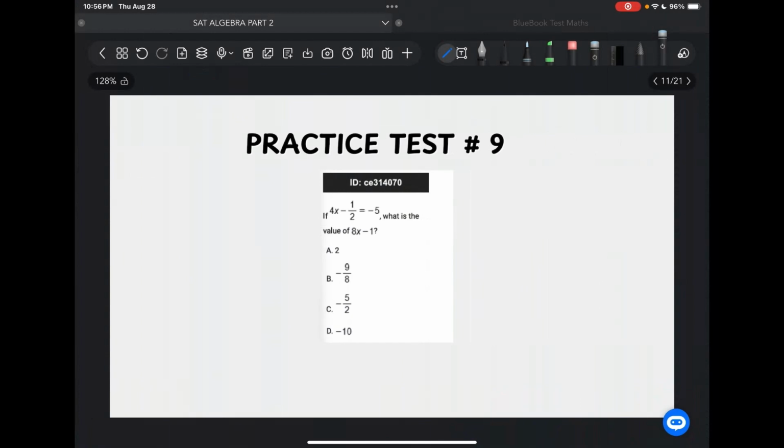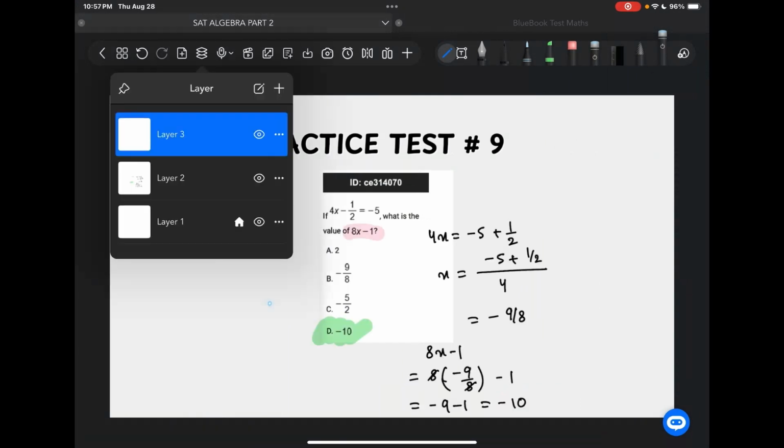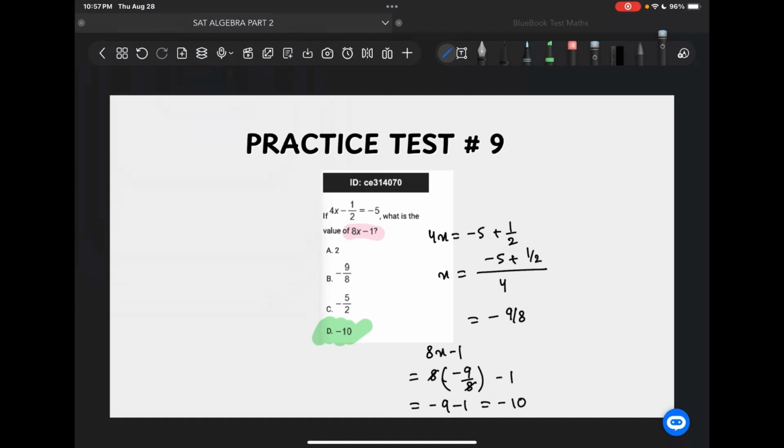Okay, this one is also pretty simple, I would say. We are asked to find the value of 8x minus 1, and this is the equation we are given. So what we're going to do is take this minus half to this side and also this 4 to this side. So you're going to get this equation, and from here you can get the value of x, and then you can plug this value into this expression, which is going to give you minus 10. So option D is our answer.